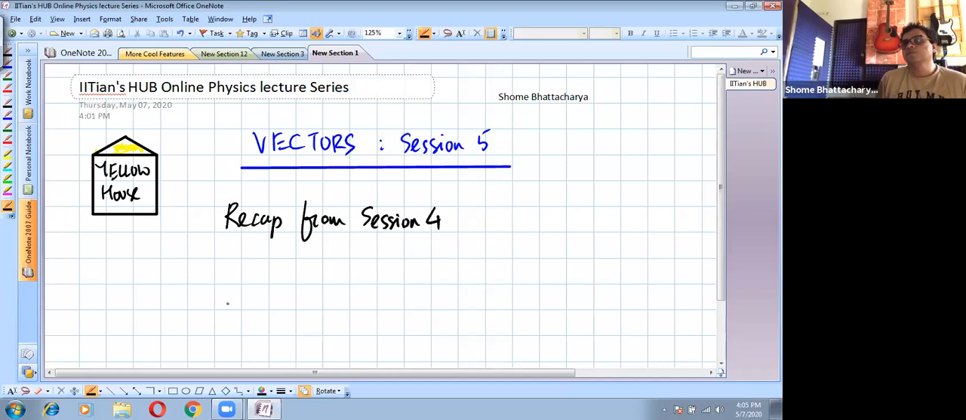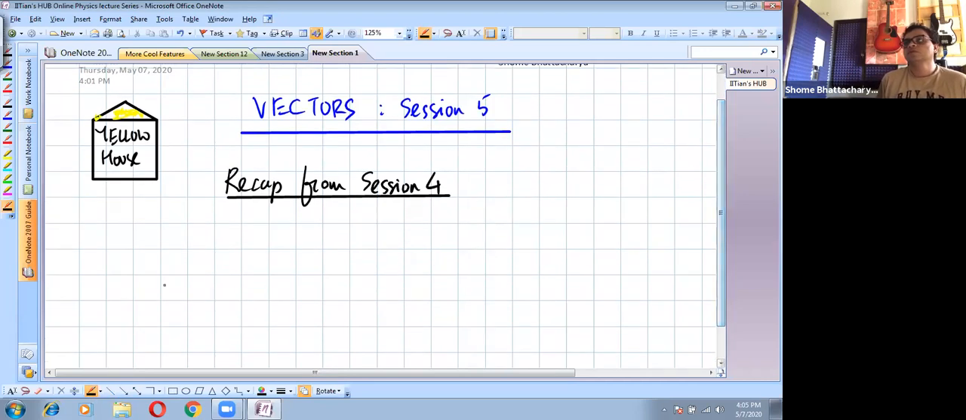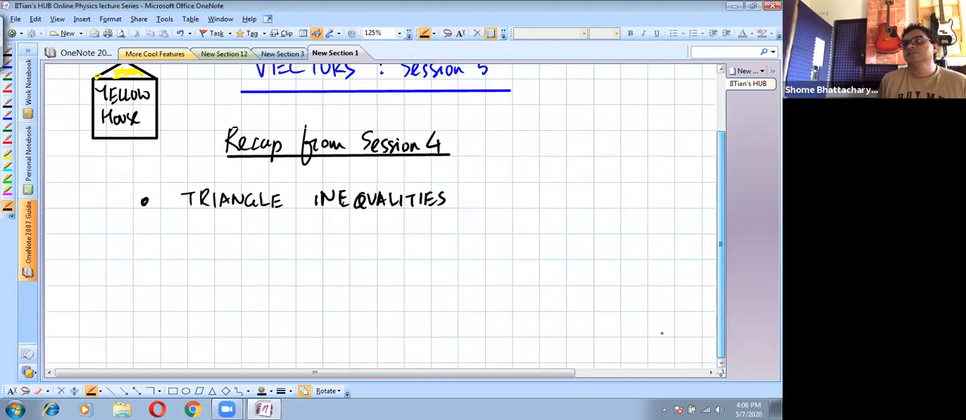So in the recap, what I want to stress on is the geometrical properties that we saw towards the end. So we saw what we call the triangle inequalities. We will see very soon the application of these triangle inequalities in certain types of questions.